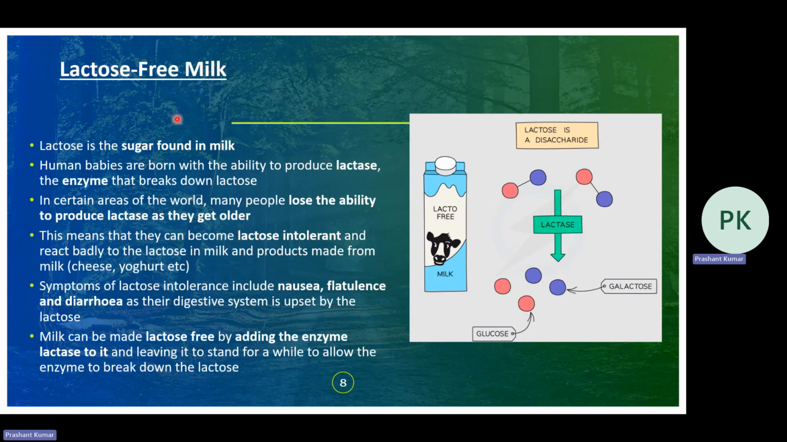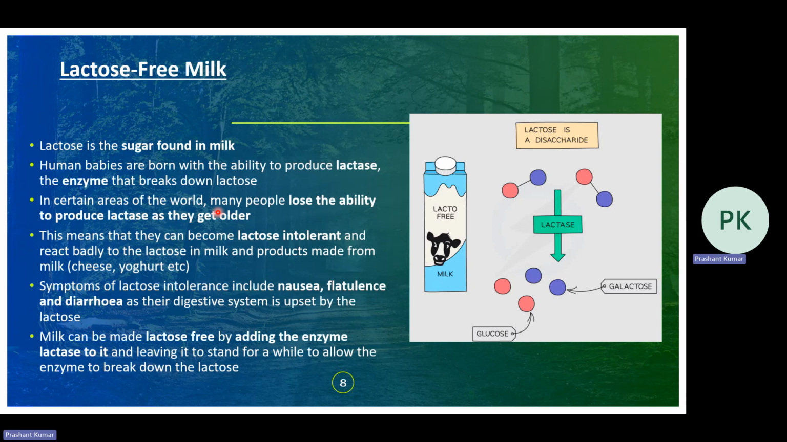Lactose-free milk. Lactose is a disaccharide found in milk, and human babies are born with the ability to produce lactase, and that is why they are able to digest it. But in certain areas of the world, many people lose the ability to produce lactase as they get older.